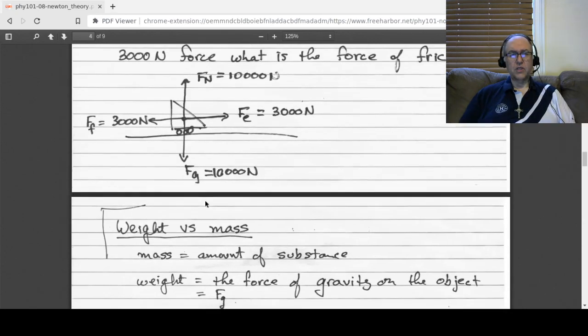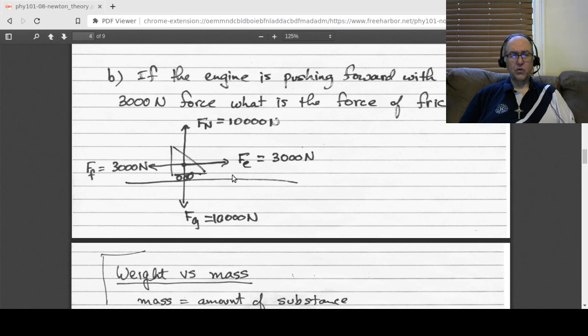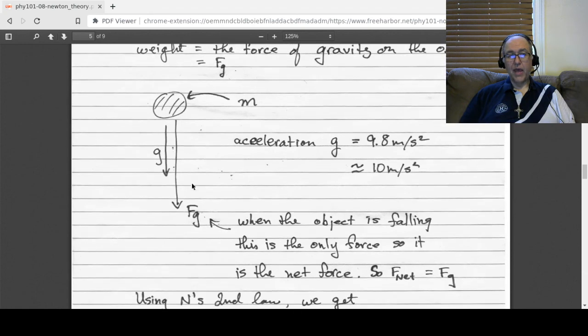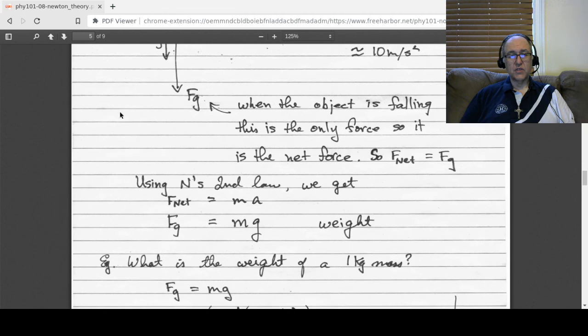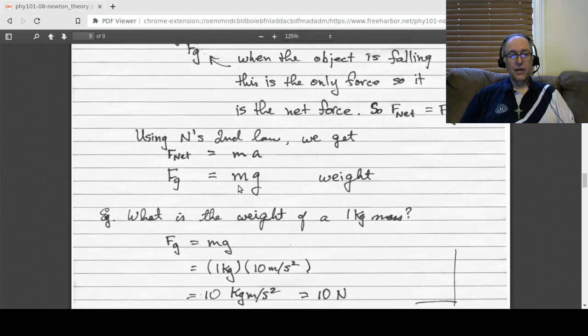Just very quickly, let me go back here to show you the notation. Fn, the normal force. Fe, the force due to the engine. Ff, the force due to friction. Fg, the force due to gravity. So here we have Fg, the force due to gravity. There's m, the mass, and g, and you ask, how do they relate to one another? Well, F net equals ma, and so you could just say, using Newton's second law, that the weight of the object, that's Fg, is equal to mg, like that.